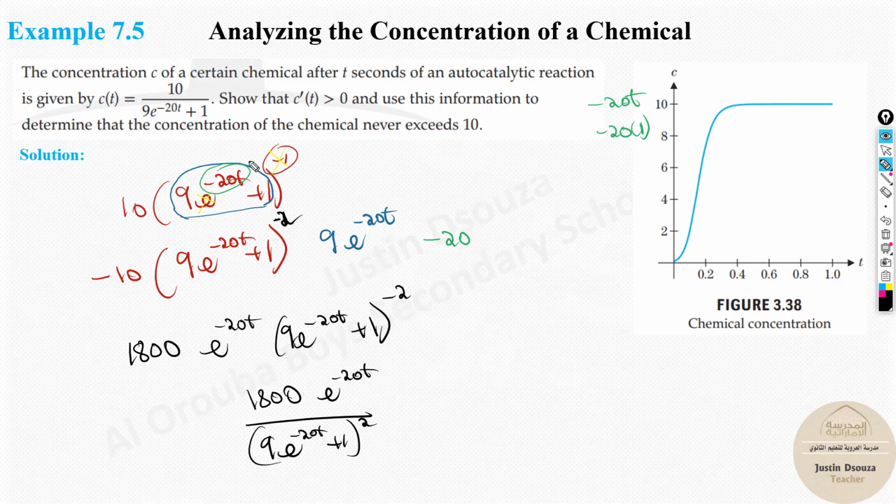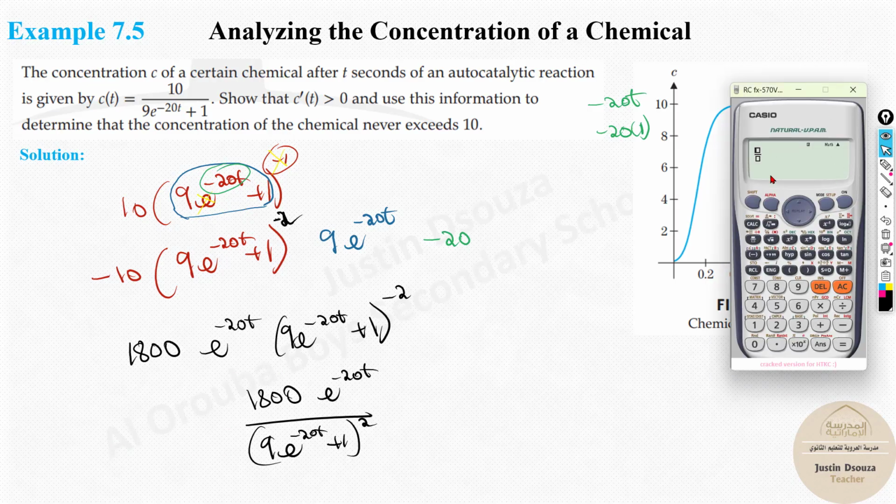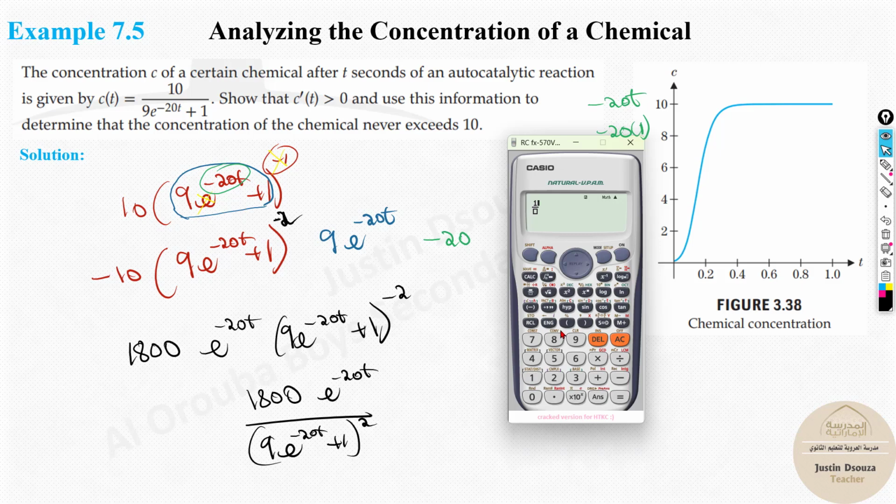Now let's see whether it's greater than 0. Greater than 0 means whatever value of t I put must be greater than 0. Now it's not possible to just keep on valuing. You can try this. Put a value of t, any value. Let me show it over here. Now in this equation, I will write it as it is: 1800 times e to the power minus 20t, divided by 9 e to the power minus 20t, alpha x plus 1, the whole square.